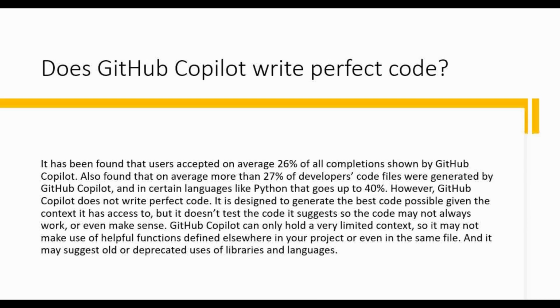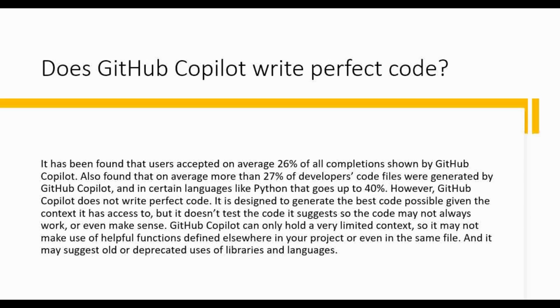However, GitHub Copilot does not write perfect code. It is designed to generate the best code possible given the context it has access to, but it does not test the code it suggests, so the code may not always work or even make sense. So whatever suggestion GitHub Copilot provides, it doesn't mean you can directly use it in your project and move to production. You have to decide whether to use that code and make the logic out of it. That approach should come from the developer, right?